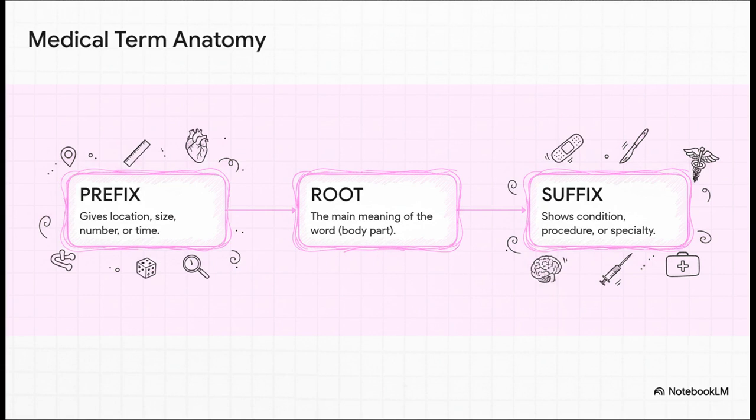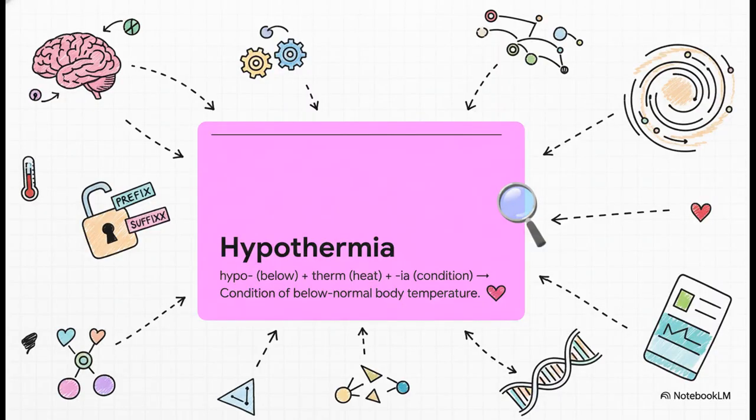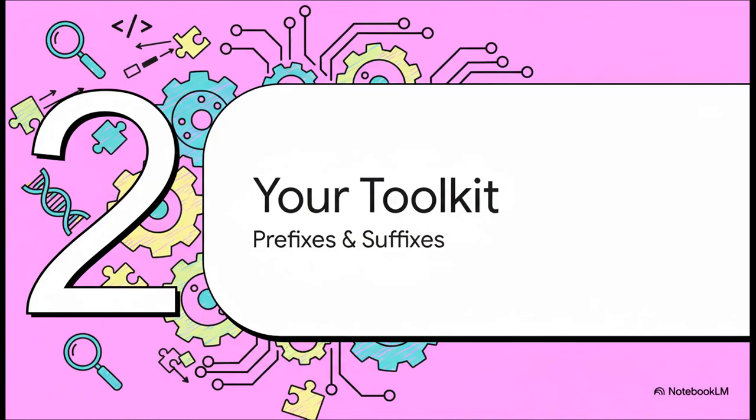Okay, let's put it into practice. Let's take a word like hypothermia. Hypo, that means below. Therm is our root word, and it means heat. And ia is a suffix that just means a condition of. So, put it all together, a condition of below normal heat. See? Simple. The code is already starting to feel a lot less cryptic. Now that you've got the basic formula down, let's start filling up your mental toolkit. We're going to run through some of the most common prefixes and suffixes you'll see, so you can start decoding these terms on the fly.